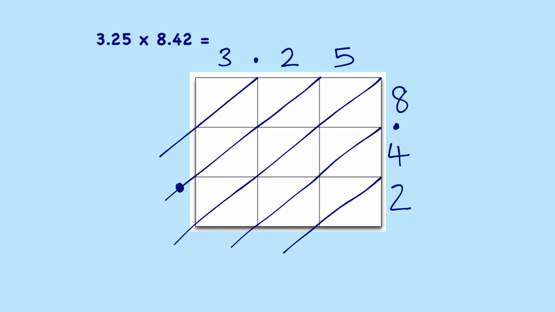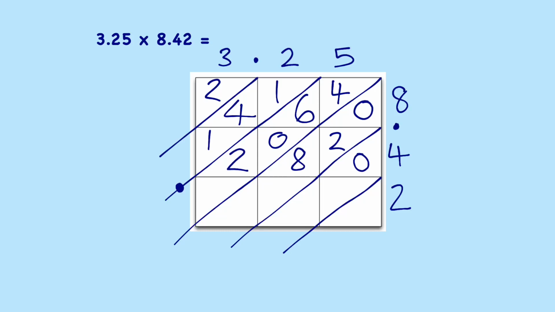So 5 times 8. 5 times 8 is 40, so I'm going to write 4 tens and 0 units. 2 times 8 is 16, 1 ten and 6 units. And 3 times 8 is 24, 2 tens and 4 units. Then move on to the next row. I've got 5 times 4 is 20, 2 times 4 is 8, that's 0 tens and 8 units, and 4 times 3 is 12, 1 ten, 2 units.